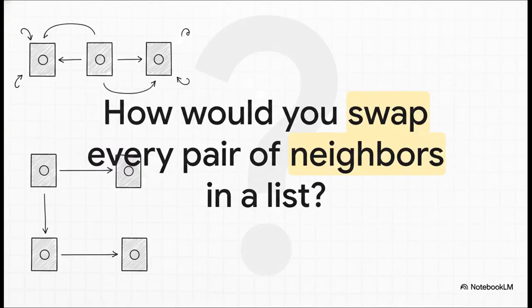Okay, next puzzle for you. Let's say you have a list and you want to swap every pair of neighbors. So node 1 and 2 swap places, 3 and 4 swap places, and so on. But here's the catch. You can't just swap the data inside the nodes. No. You have to physically rewire the pointers, the connections themselves. This is a real test of how well you can juggle those pointers.